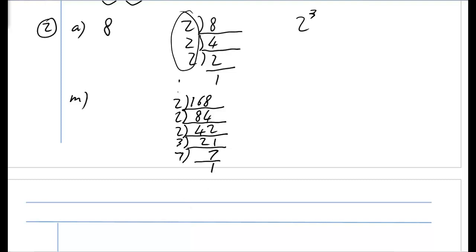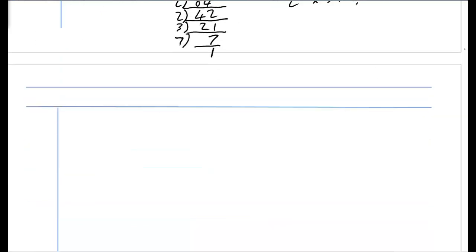Okay, so down this list here are the prime factors of 168. So it's 2 times 2 times 2 times 3 times 7. So writing that in index form, that'll be 2 cubed times 3 times 7. So there's the answer. Okay, do one more. Let's do quickly H.